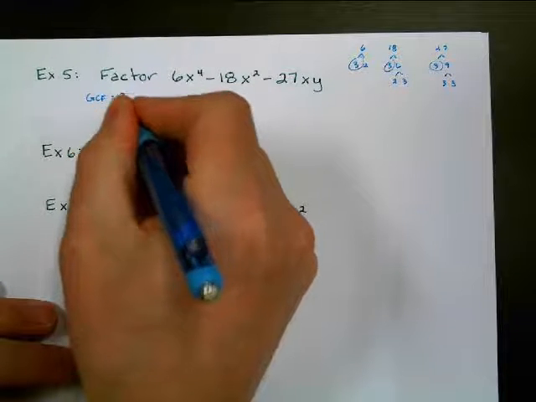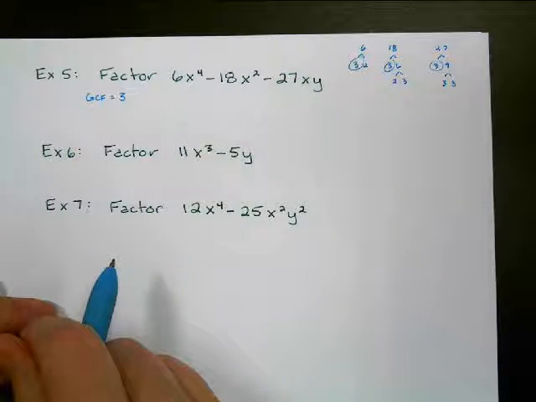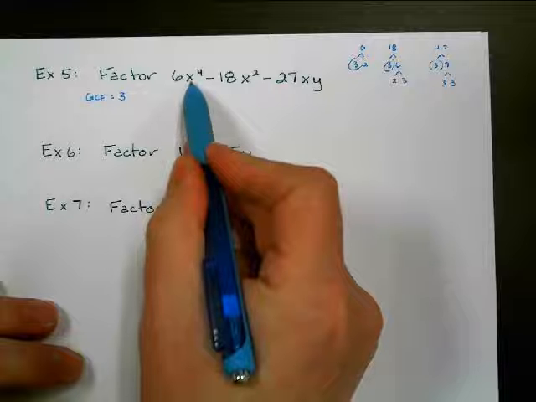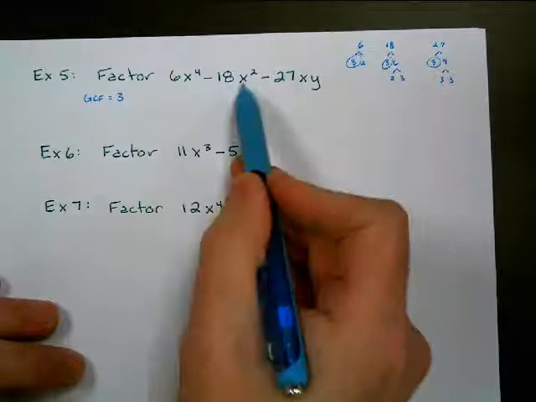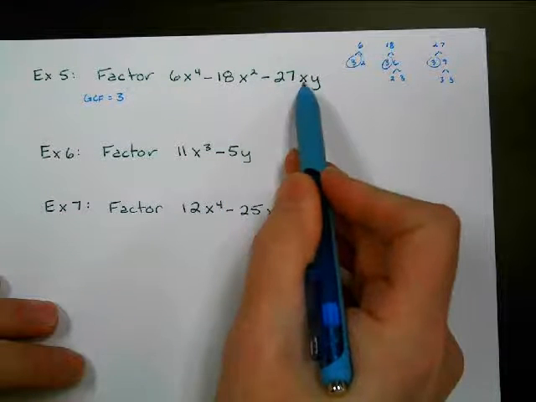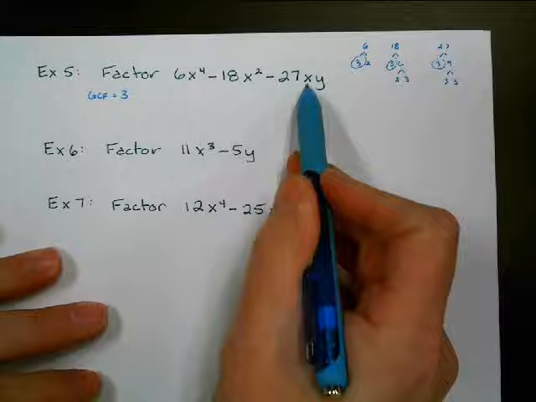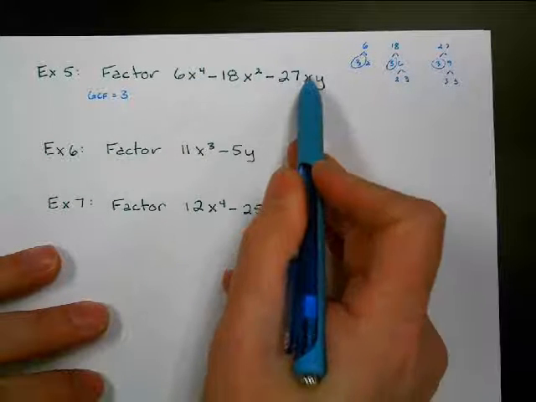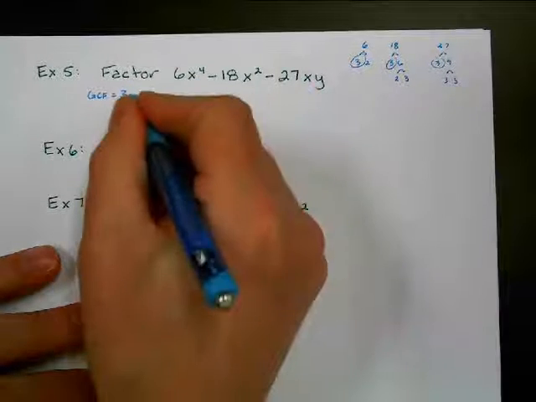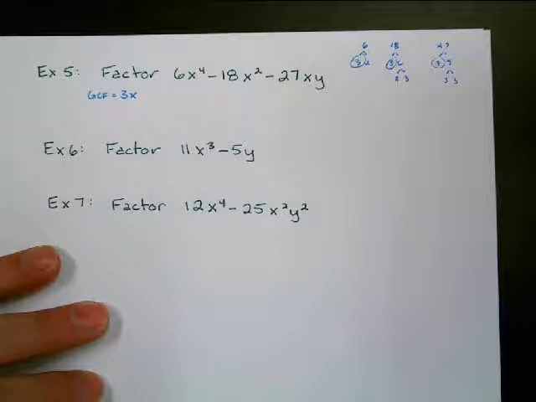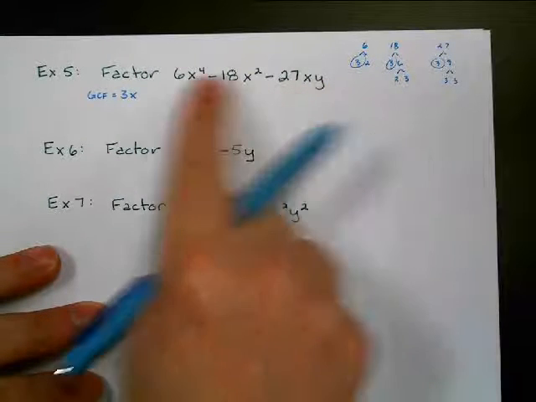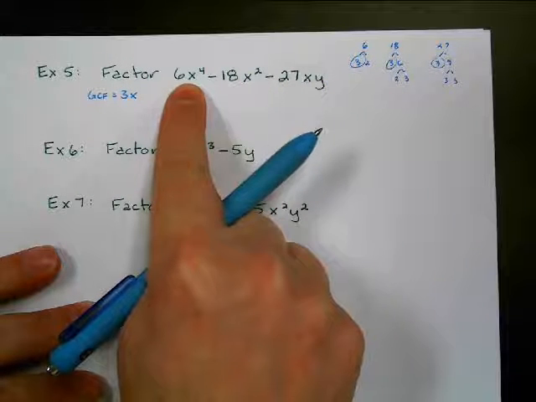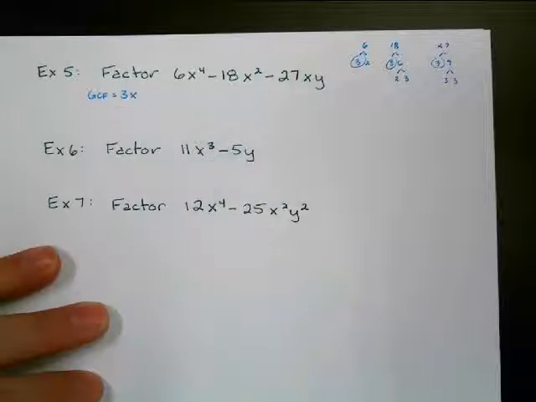Now we're going to look at our variables. This one has x to the 4th. This one has x to the 2nd. This one has x to the 1st. Now, how many x's do they all have? Well, this one has 4, 2, and 1, so they all have at least 1. So x. Now, this one has a y, but these ones don't, so they don't have it in common, so it's not going to be part of our GCF. It looks like that's our biggest GCF.